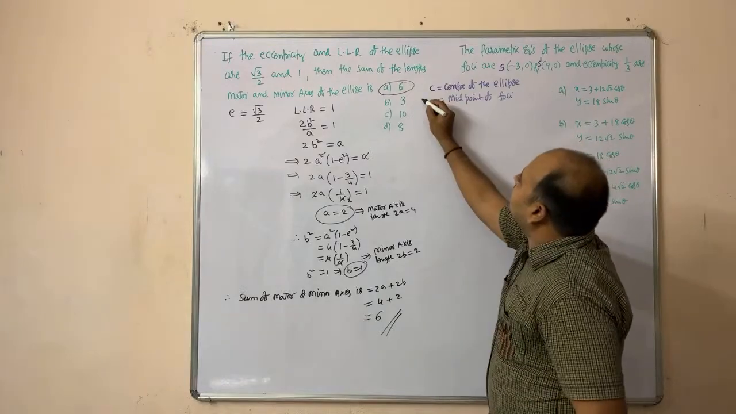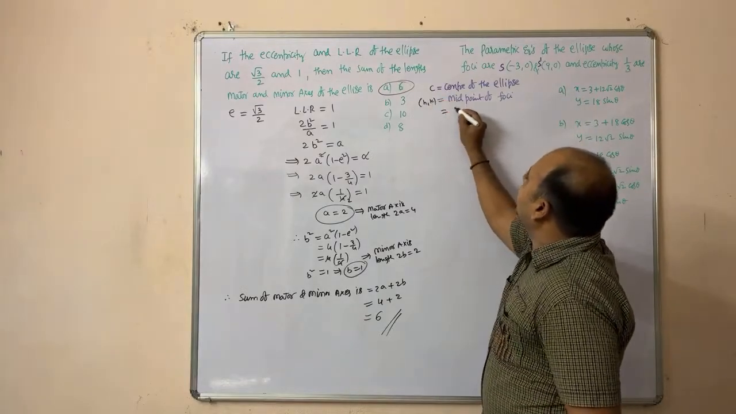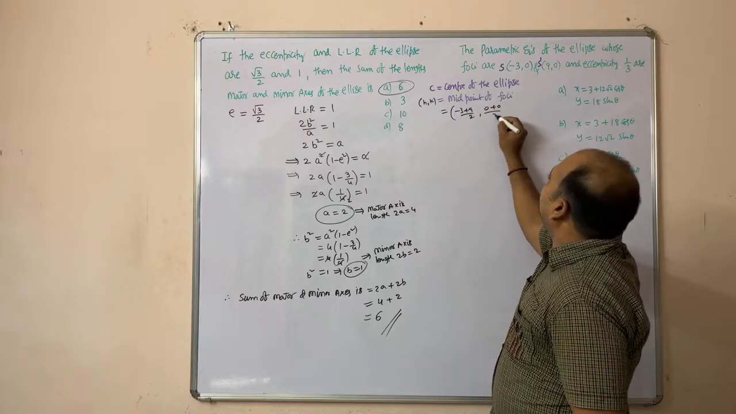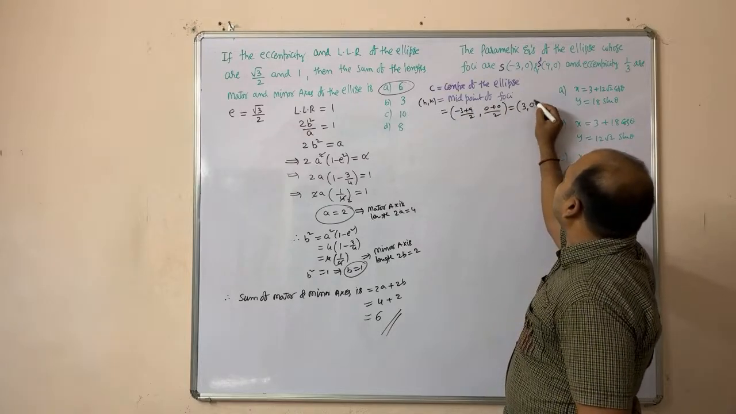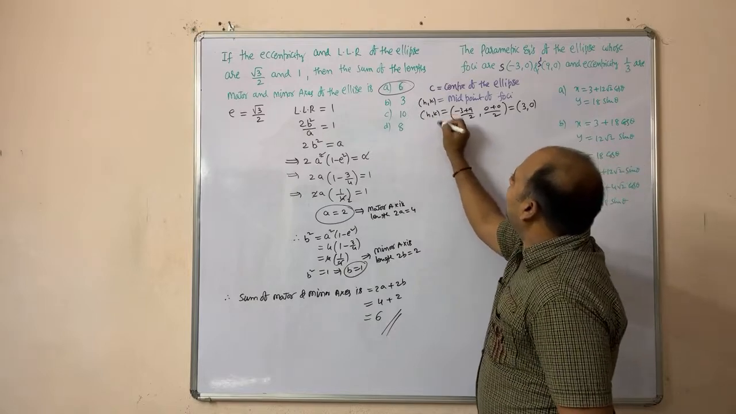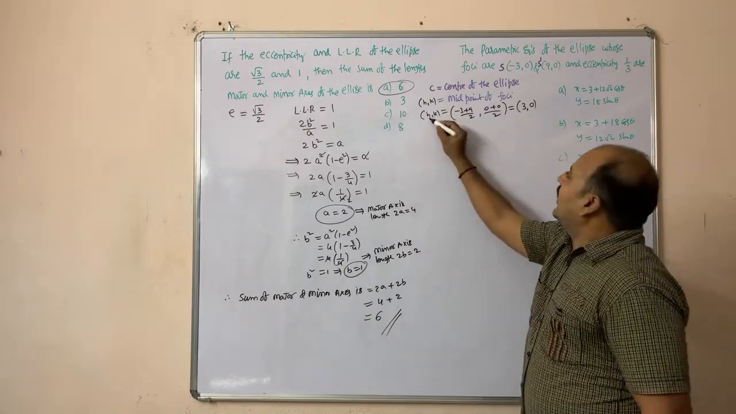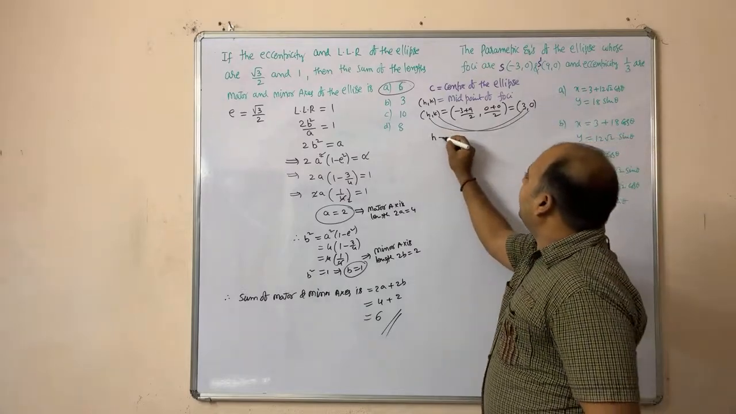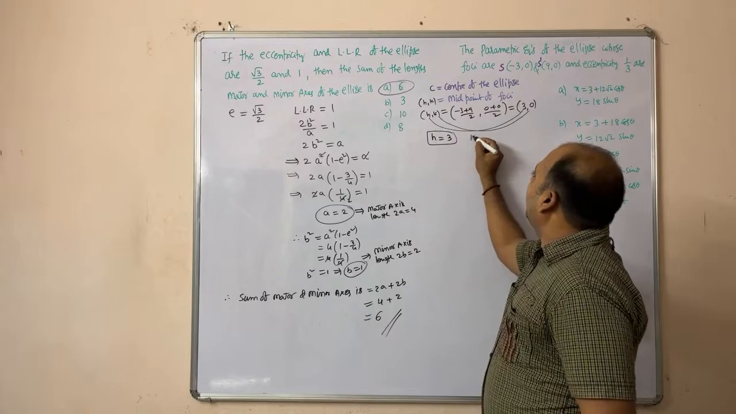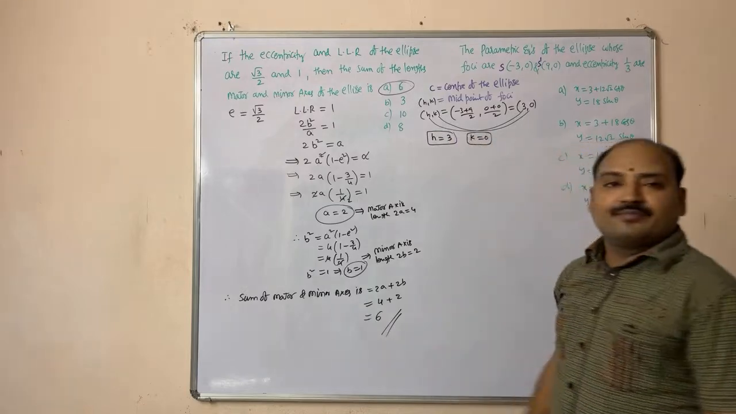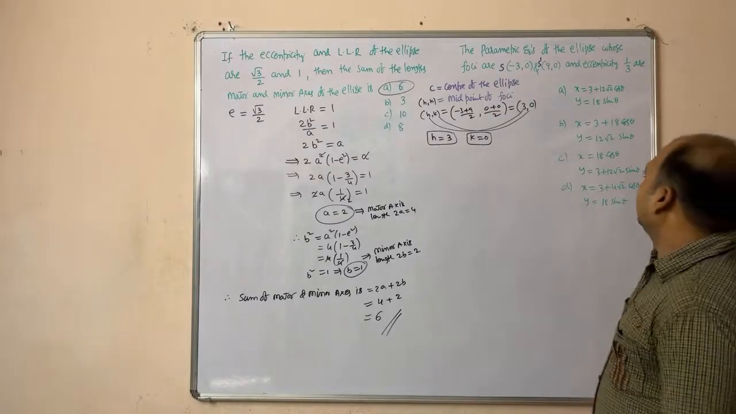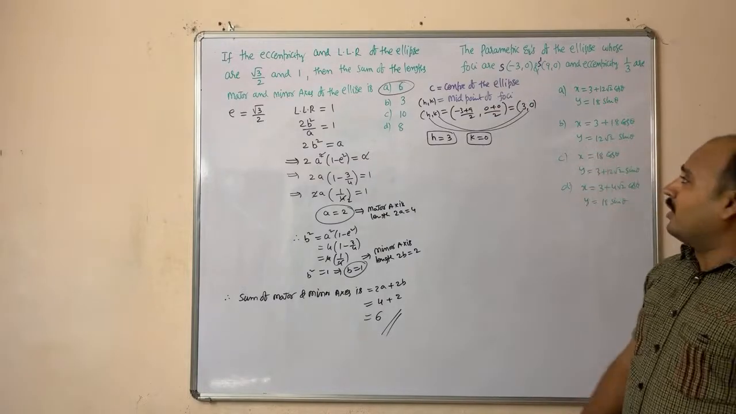Center of the ellipse is h comma k, it is denoted, dear students. So (-3 plus 9)/2, (0 plus 0)/2. So it comes as (3, 0). So h comma k values: h is equal to 3, k is equal to 0. h value 3, k value 0. What are the parametric equations? Eccentricity value is given, 1 by 3.